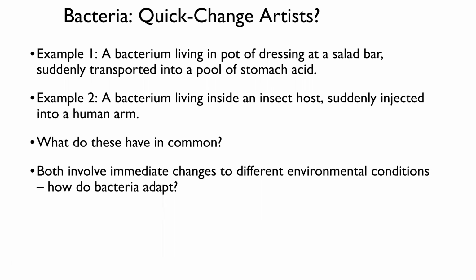So I'd like to start this part of the lecture with 2 examples. So bacteria, remember, they need to respond fast to the environment. So the first example is a bacteria that's living in a pot of dressing at a salad bar suddenly is transported into a pool of stomach acid. Example 2, a bacteria living inside an insect host is suddenly injected into a human arm.